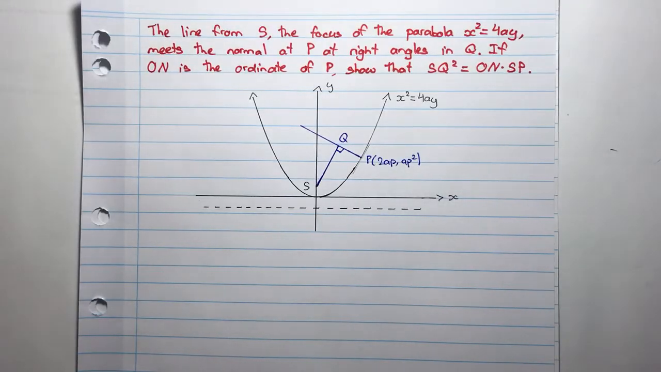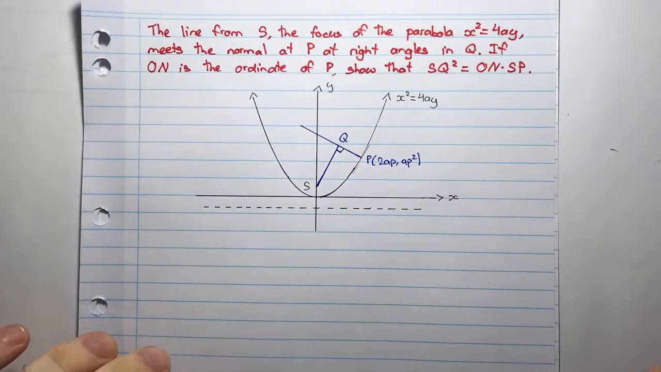The line from S, which is the focus of the parabola x squared equals 4ay, meets the normal at P at right angles in Q. If ON is the ordinate of P, show that SQ squared equals ON multiplied by SP. Okay, so this is a parametrics question.